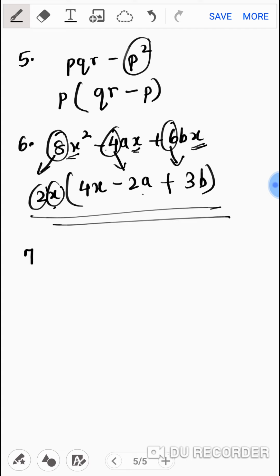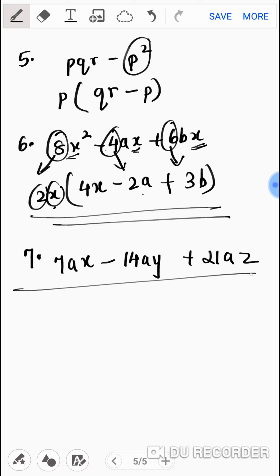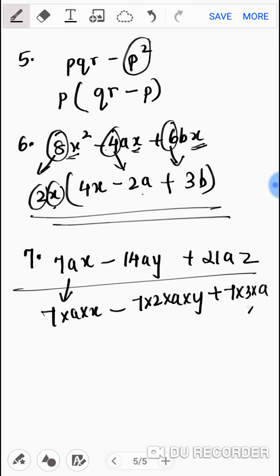I'll jump on to next, 7th, and it says 7ax minus 14ay plus 21az. My dear kids, those who could not understand this, for them I'll just open up the things a little bit. 7ax, so 7 into a into x. 14ay, 7 into 2 into a into y. 21az, 7 into 3 into a into z. Now you can take in common if you want.